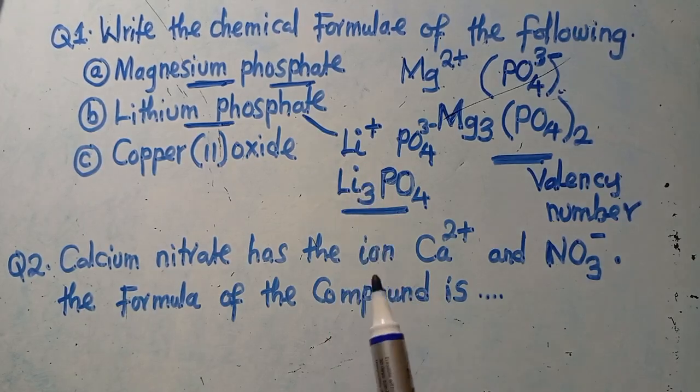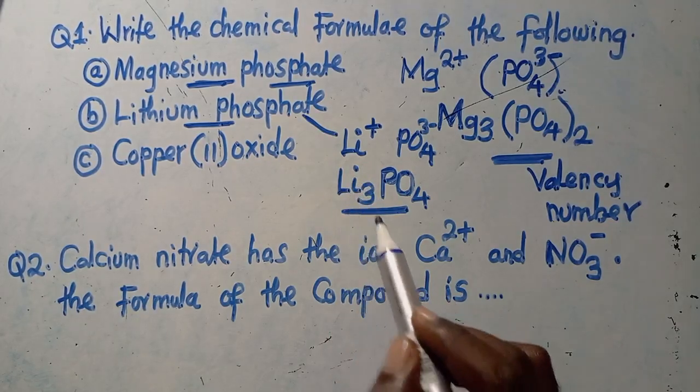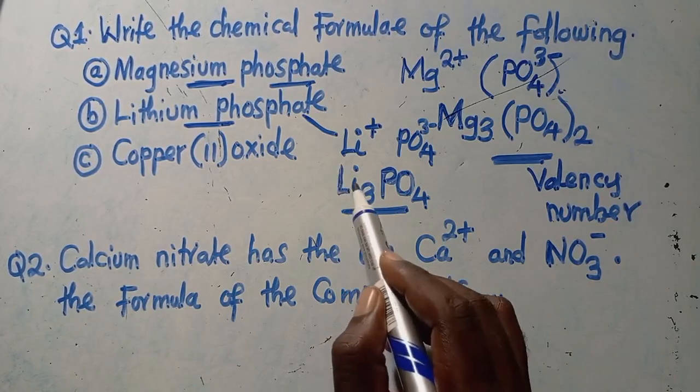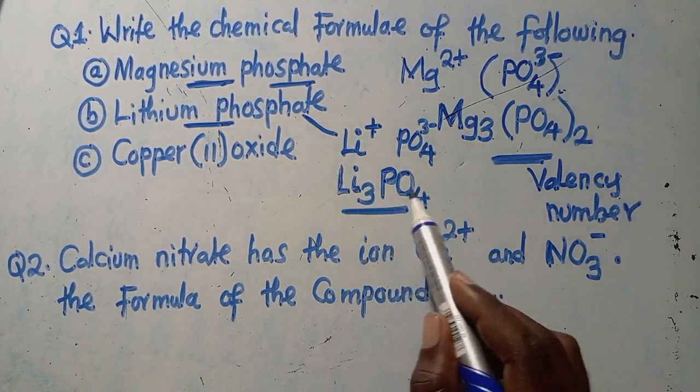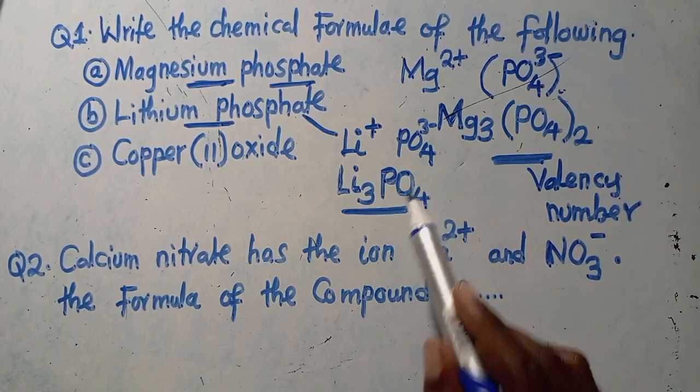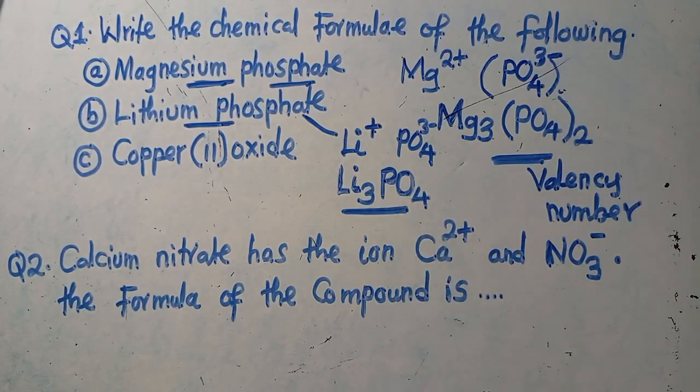So if you are talking about a single element having two letters, the first one should be a capital letter followed by a small letter. But these ones are two different elements. That's why they should be written in capital letters. This is what you need to understand. I guess you've gotten the point.